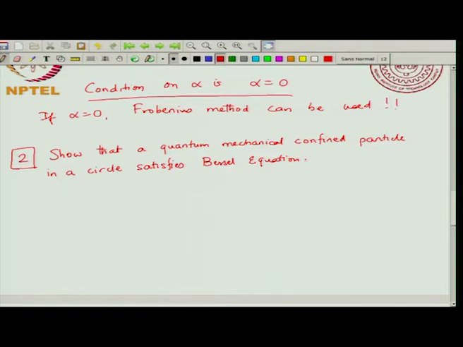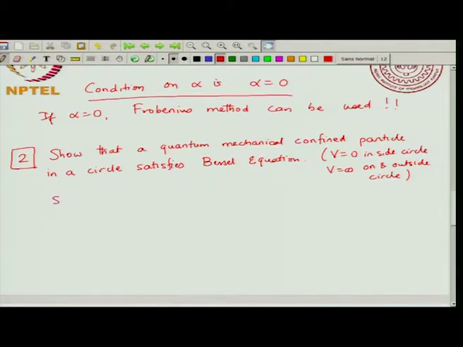So, the particle in a circle, okay, the typical quantum mechanical particle in a circle satisfies Bessel equation, and you know I have not stated the entire question, okay, but you should say that v equal to 0 inside circle, v equal to infinity on and outside circle. Okay, so that is the condition. Just like the particle in a box, okay, you can have particle in a circle, and what I am asking you is to show that this satisfies Bessel equation, something that looks like a Bessel equation.